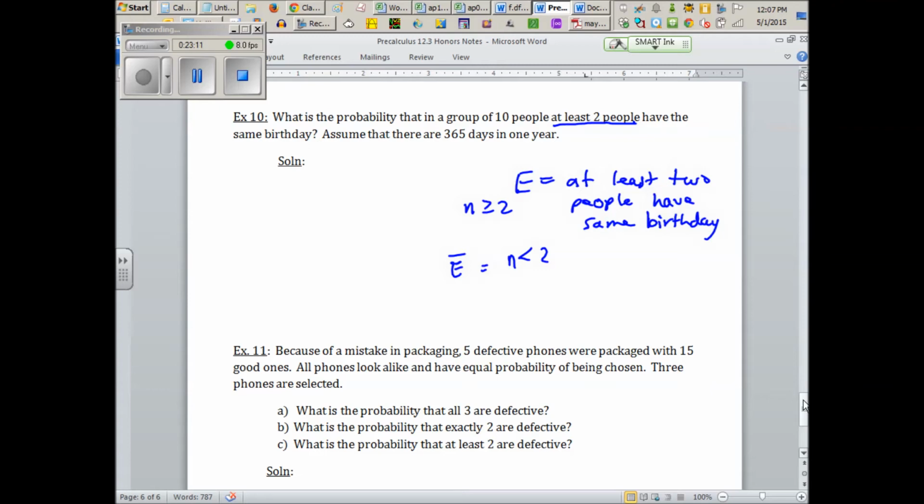What does it mean for in a group of 10, less than 2 people have the same birthday? What's less than 2 people? 1 person. 1 person has the same birthday. That means what? It means everybody has their own birthday. So the opposite of this event is simply nobody has the same birthday. All have different birthdays.